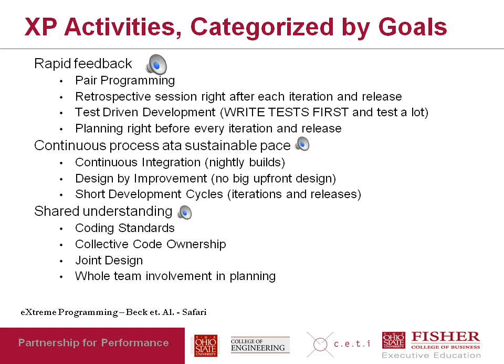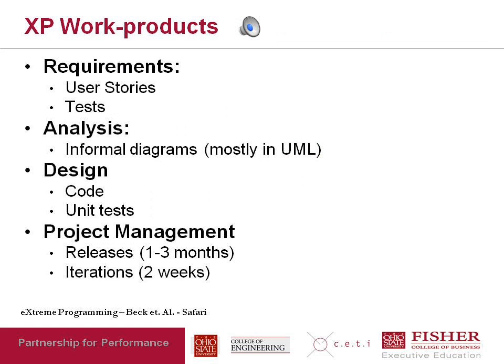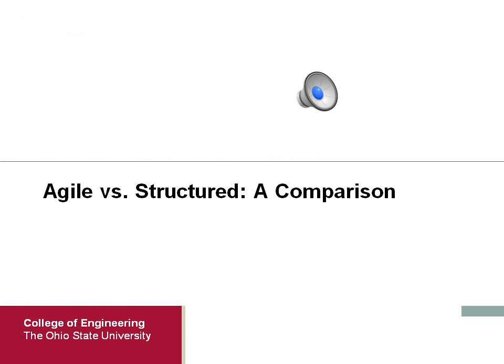And then also the entire team is involved in planning. At the beginning of each iteration, there's a plan. The whole team is involved in that. At the end of the iteration, there's a retrospective, and the whole team is involved in that, and so on. Here are the XP work products, once again characterized by phase. You will notice that there are many fewer work products than with structured processes.